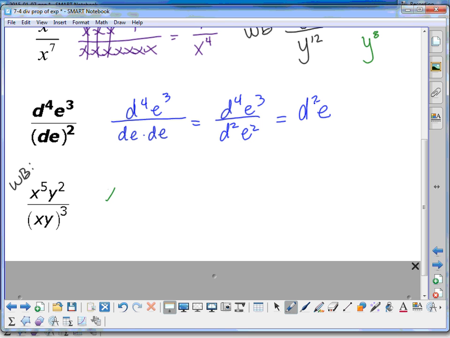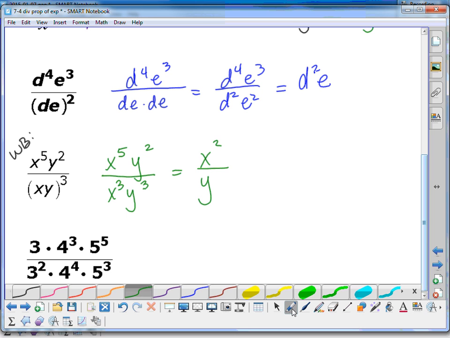Okay, so for this one, I've got x to the 5th, y squared on top. And then you would have had x cubed, y cubed on the bottom. So, are there more x's on top or the bottom? There's more x's on top by 2, right? Where are there more y's though? On the bottom by 1. So, you can write it y to the first, or you can just write it x squared over y. Okay, one more of these for your whiteboards.